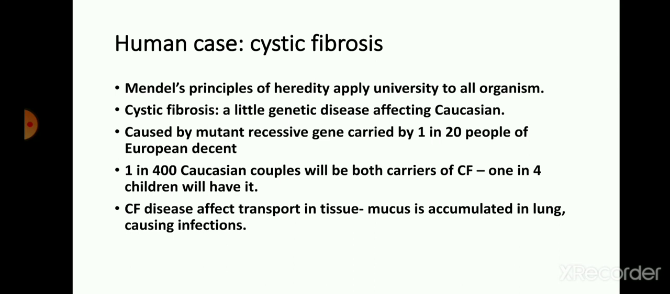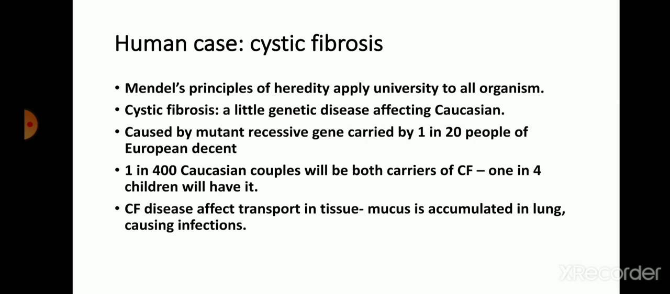For example, cystic fibrosis. Cystic fibrosis is a genetic disease which affects Caucasians. This Mendelian principle of heredity applies universally to all organisms on earth. It is caused by a mutant recessive gene carried by 1 in 20 people of European descent.